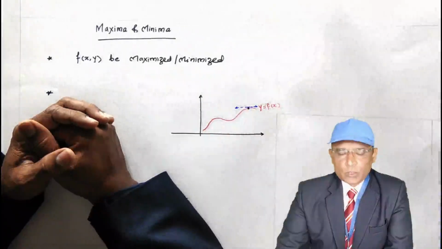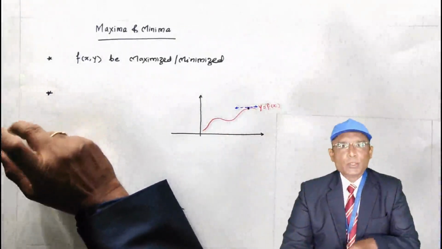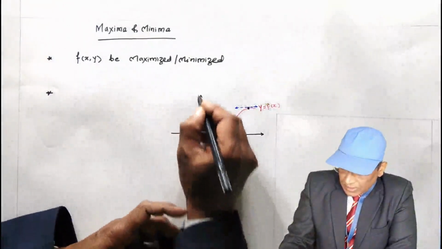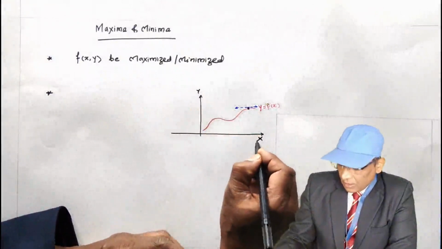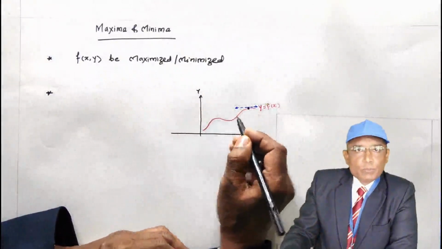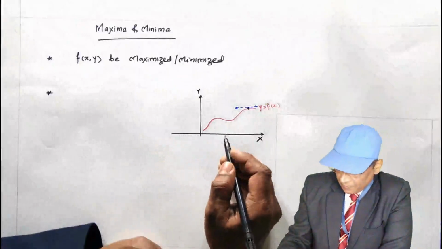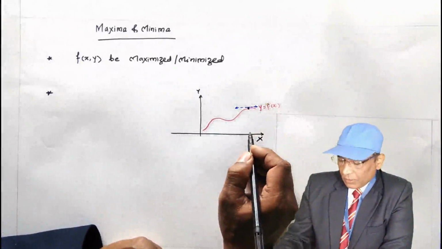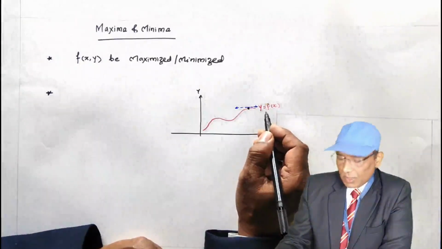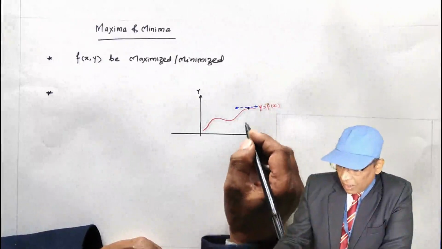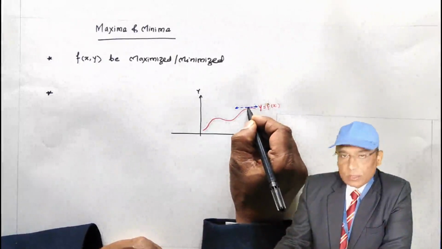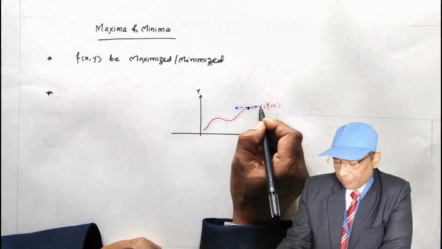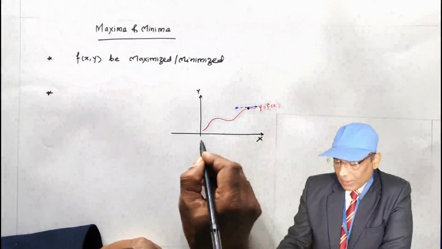Geometrically, in short, I tell you the maxima and minima. See, this is the y-axis, this is the x-axis, and this is a function which is to be optimized, which is to be maximized or minimized. This red curve is the function. Either you call it f of x, y equal to 0 or y equal to f of x. And this point is the maximum point. At the maximum point, if I draw a tangent, that tangent will be parallel to the x-axis.